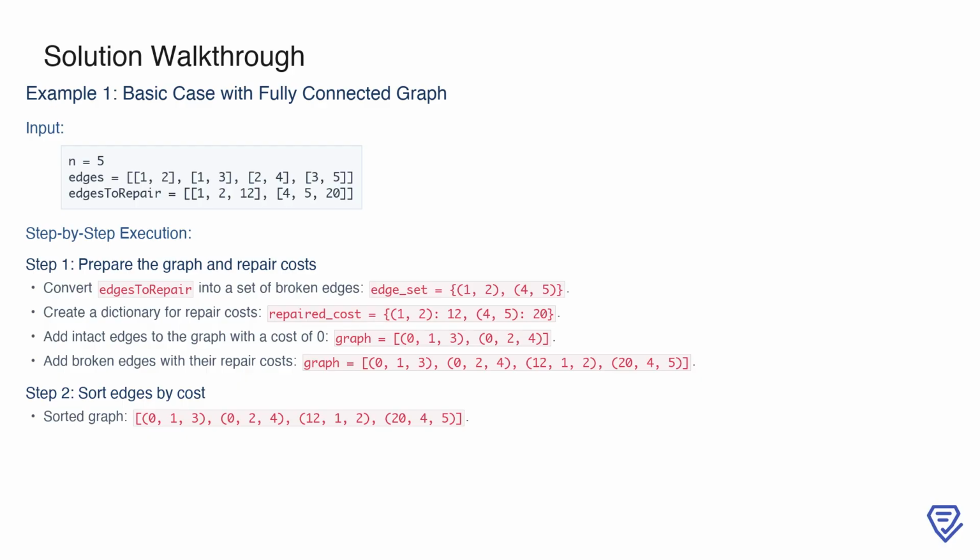Next, we construct the initial graph. Intact edges are added with a cost of 0, so edges like (1, 3) and (2, 4) are represented as (0, 1, 3) and (0, 2, 4). Then, we include the broken edges with their respective repair costs, resulting in a graph representation of (0, 1, 3), (0, 2, 4), (12, 1, 2), (20, 4, 5). To ensure we process the edges efficiently, the graph is sorted based on the costs, resulting in the sorted graph (0, 1, 3), (0, 2, 4), (12, 1, 2), (20, 4, 5).